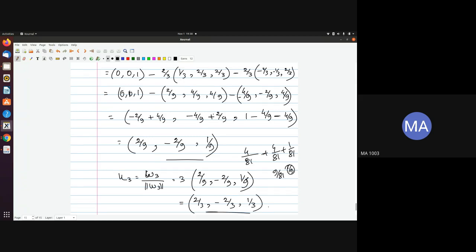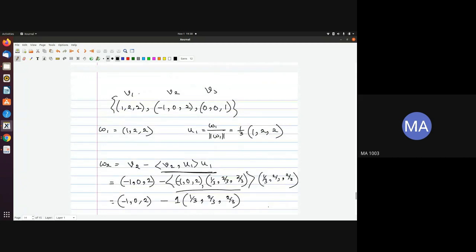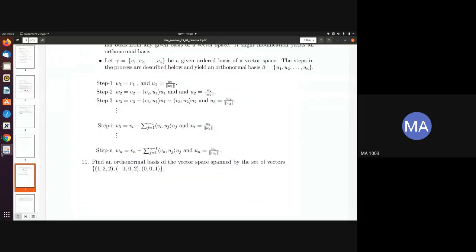Okay, so you get U1, U2 and U3, and that is your orthogonal set of vectors corresponding to V1, V2, V3. Is it clear? So this is basically the algorithm. If you know the algorithm, you can directly find it.